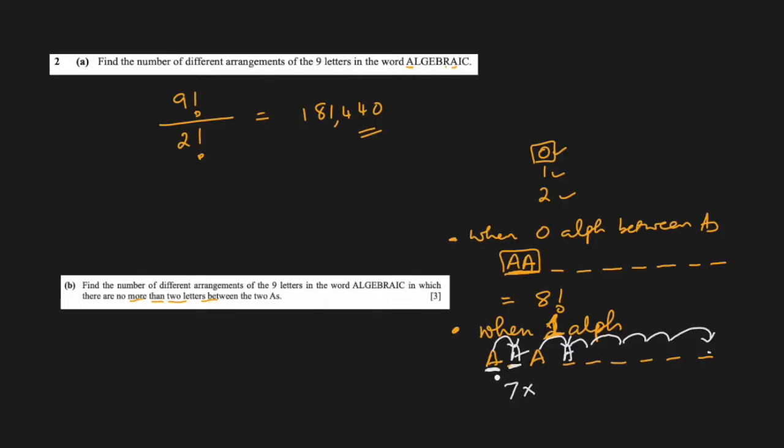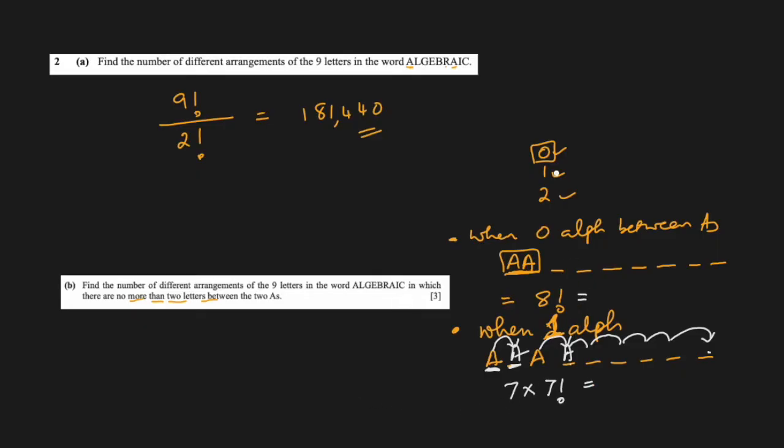So 7 cases, and then these A's, if they change places with each other, doesn't matter. So we will not count it, just like we did not count this box's places inside. So the only thing remaining is the remaining 7 places. They can take each other's place. In every one of these 7 cases, they can take each other's place. So this will be 7 times 7 factorial, whatever that is.